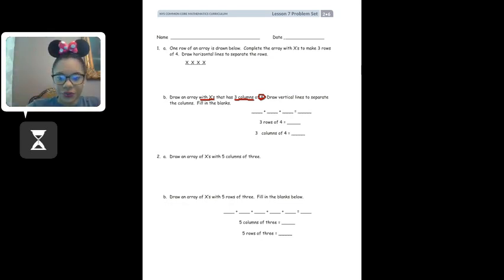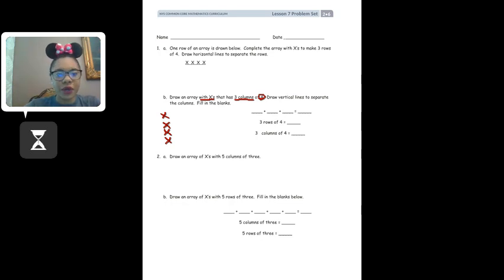So what I'm going to do is grab my red pencil and make my first column. My first column is going to be 1, 2, 3, and 4. So I have one column that has 4 X's in it, but that's just one column. How many columns did the question ask us to do? That's right, it asked us for 3 columns.